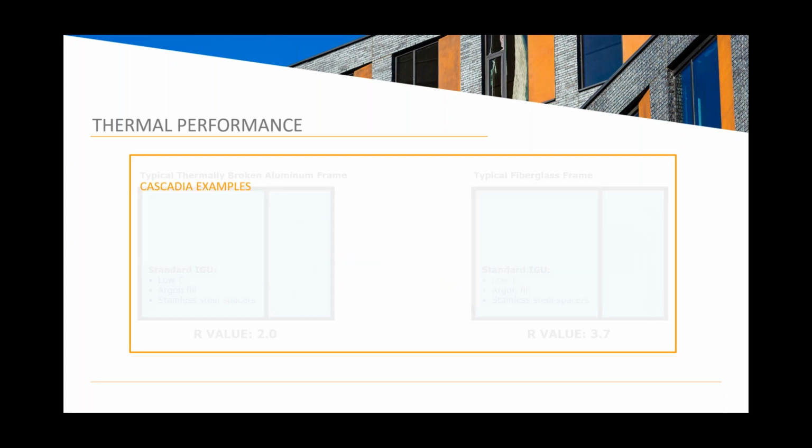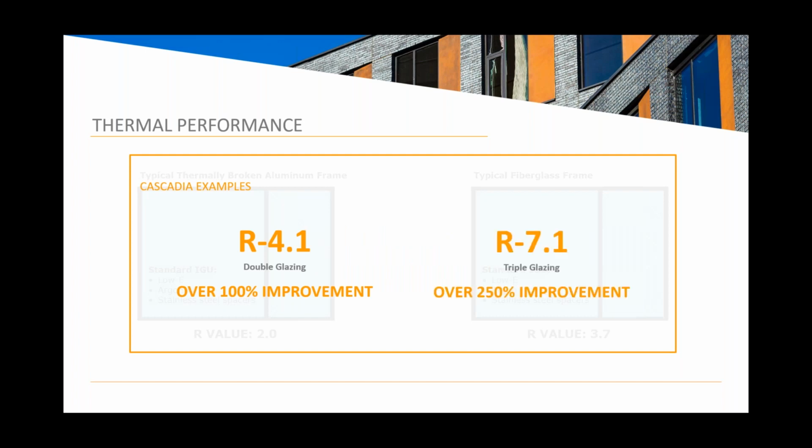So the example on the screen now is from Cascadia, and so these are our double glazed and triple glazed R values. You can expect an R4.1 from the double glazed and an R7.1, which represents an over 100% improvement and then 250% improvement in performance level there.